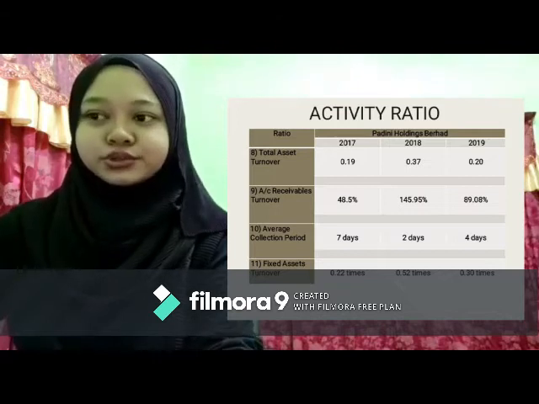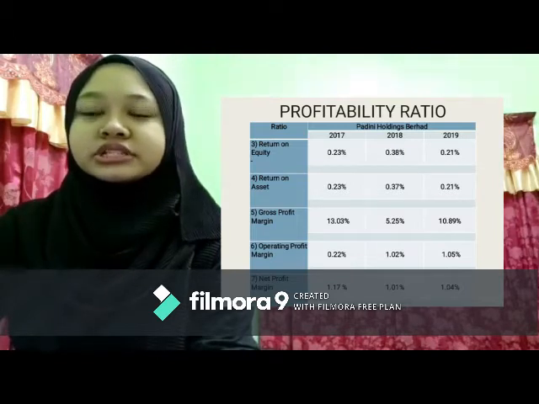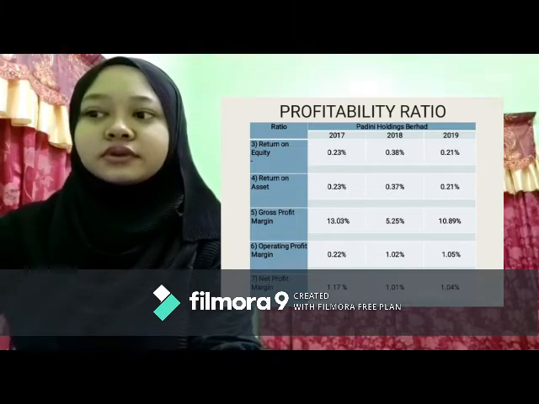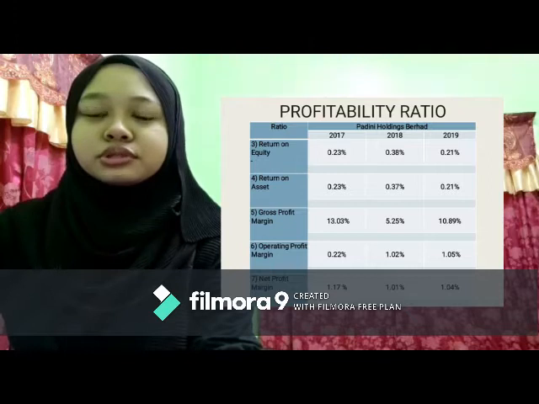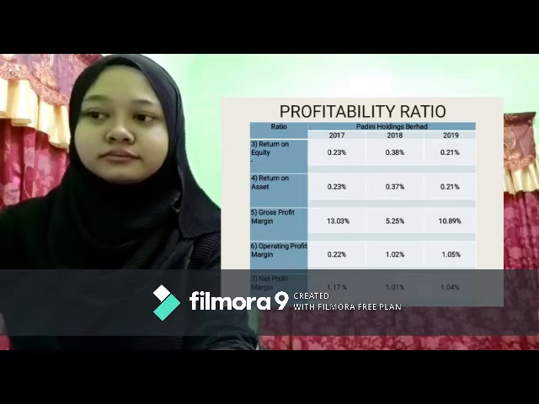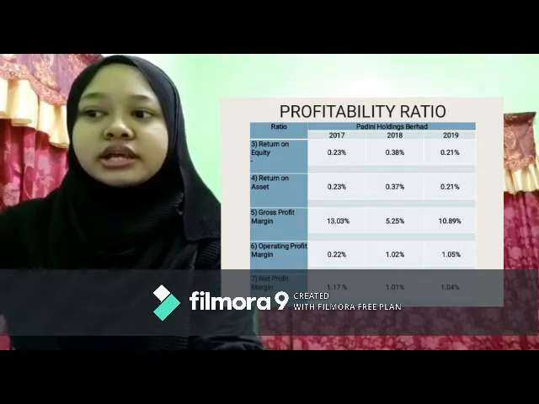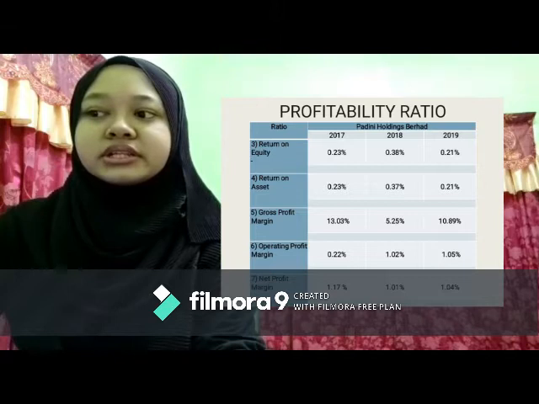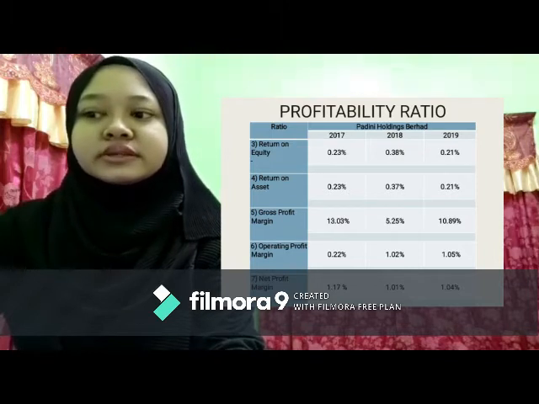Next, profitability ratios. First, return on equity. In 2018, the company generates a higher rate of return for its owners with 0.38% compared to 2019 and 2017 with 0.21% and 0.323% respectively. Next, return on asset. In 2018, the company used its assets more efficiently to generate profit with 0.37% compared to 2019 and 2017 with 0.21% and 0.23% respectively.